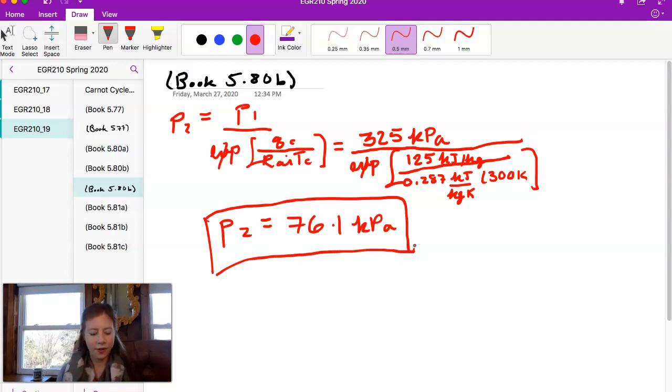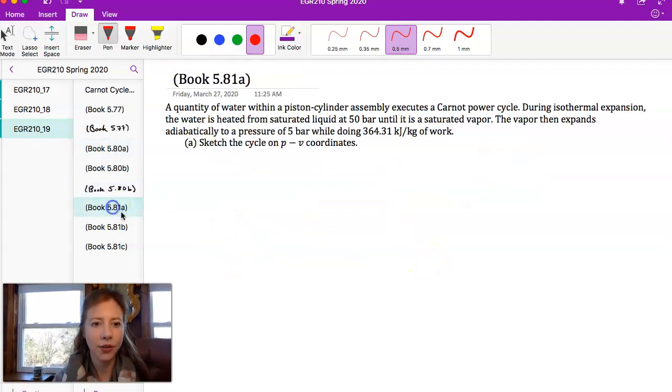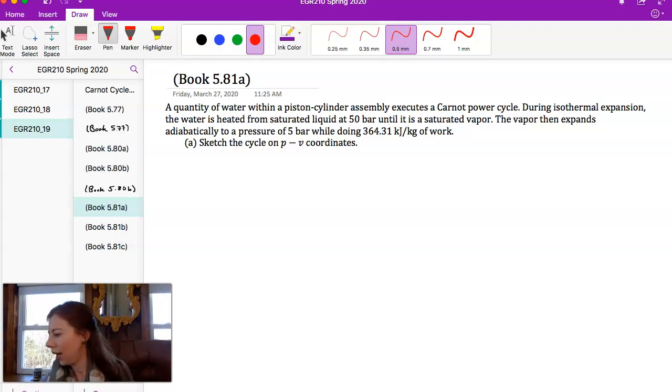All right, so that is our second problem. And let's move on to our final problem for the day. And this one is pretty hefty. We're going to be dealing not with an ideal gas this time. We're going to be dealing with steam. And so this is number 581.